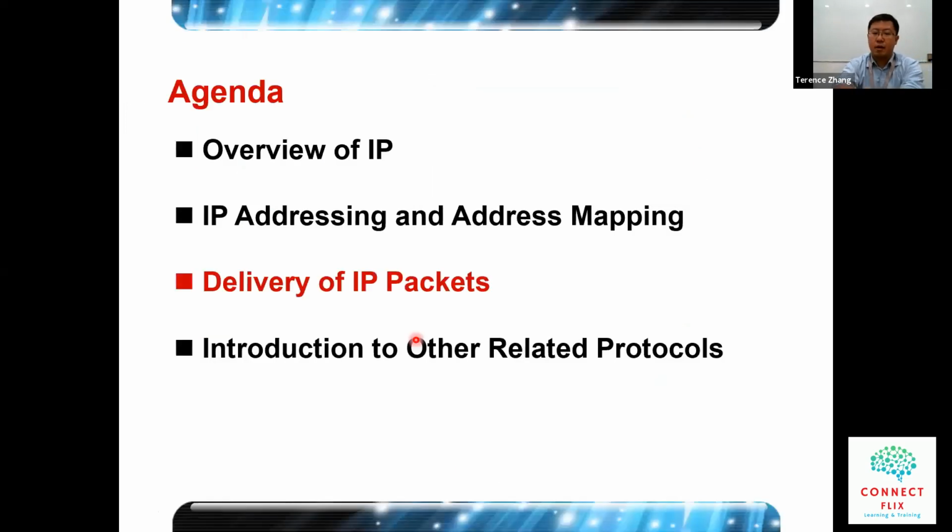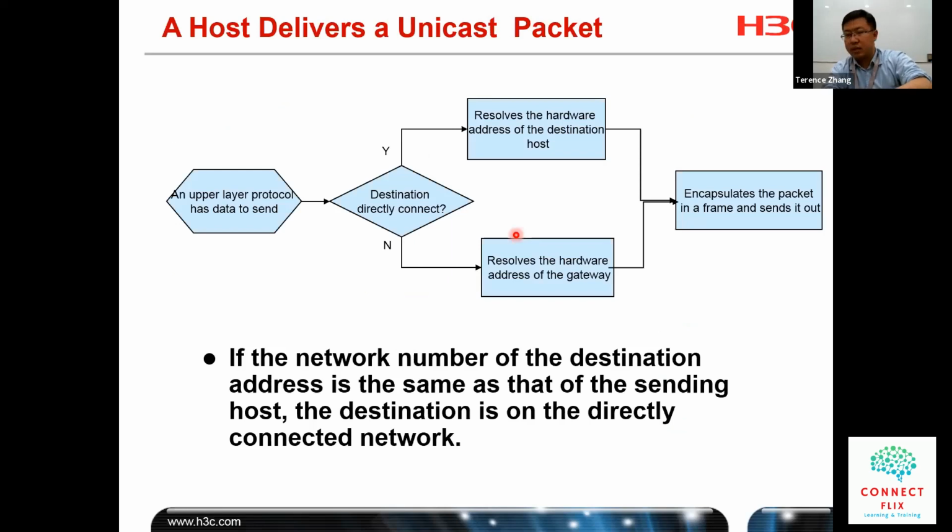Right? So this is the ARP and RARP. So the next move is how to deliver the IP packet. We already know what IP is, what IP does, and what the addressing is, and then we get to know how to deliver a packet. And this picture is a host. How does a host deliver a packet?